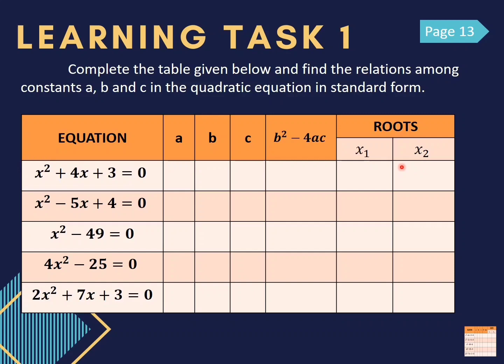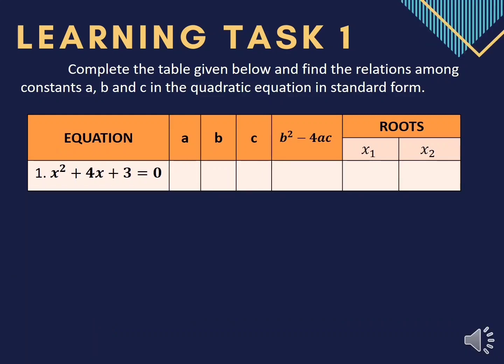In this task, you will discover that the roots of the quadratic equation can be imaginary numbers, equal, or two distinct roots, and it can be determined by the value of b squared minus 4ac. Let's find it out. Let us start with equation number 1. The given is x squared plus 4x plus 3 equals 0. Now, our task is to complete the table and find the relations among constants a, b, and c in the quadratic equation in standard form.